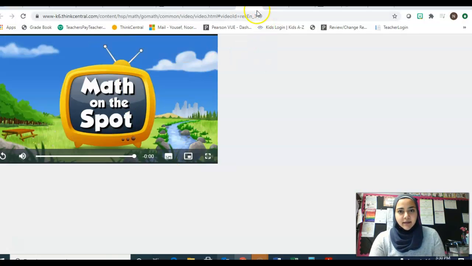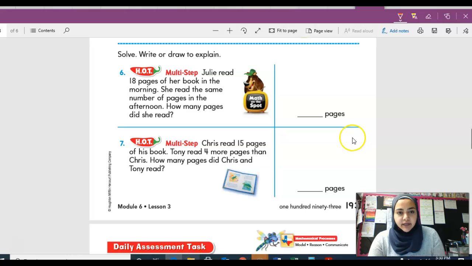Okay, awesome. Let's move on and read. All right, not speed read, but read. Julie read 18 pages. How many? 18, circle that number, of her book in the morning. She read the same, that's important, box it, the same number of pages in the afternoon. How many pages did she read?